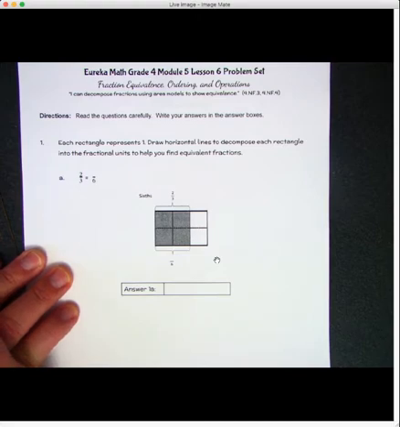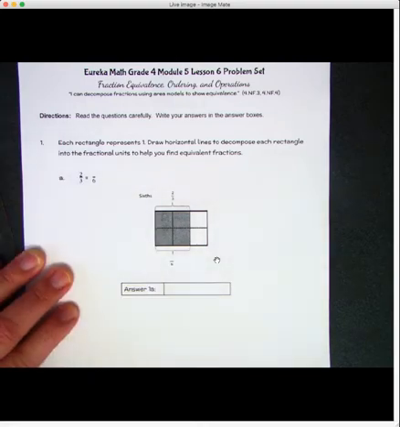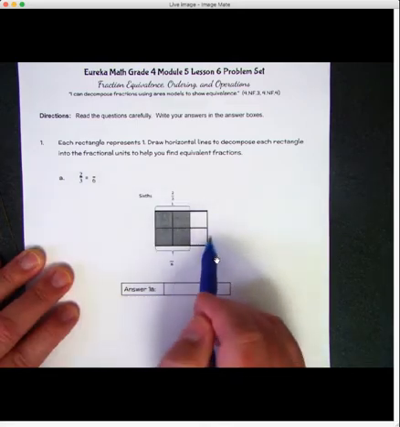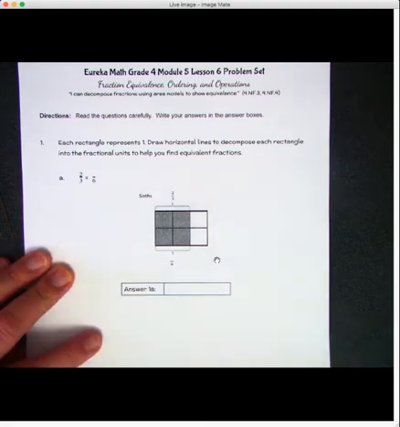equivalent fractions. And so we've looked at this just a little bit where we're going to draw some lines in our boxes and help us kind of use an area model to find equivalent fractions. And so what we see here on number 1, it says each rectangle represents one whole. So in other words, this is one whole rectangle. Draw horizontal lines to decompose each rectangle into the fractional units to help you find equivalent fractions. So some of them are done for us, such as this one, and some of them we're going to find out on our own by drawing the lines.